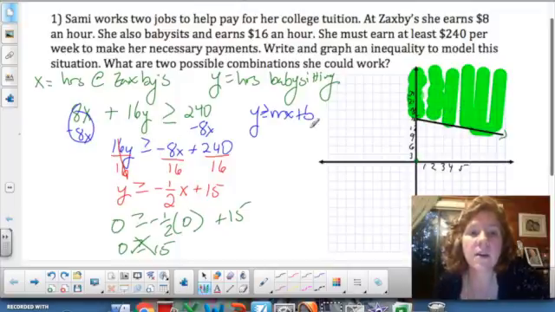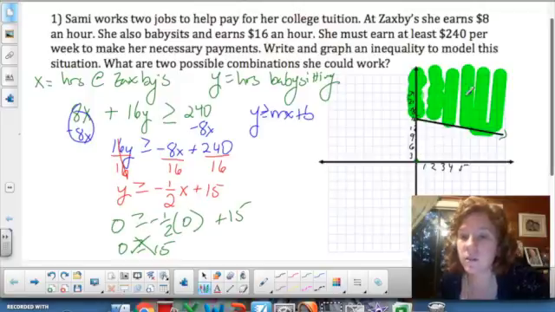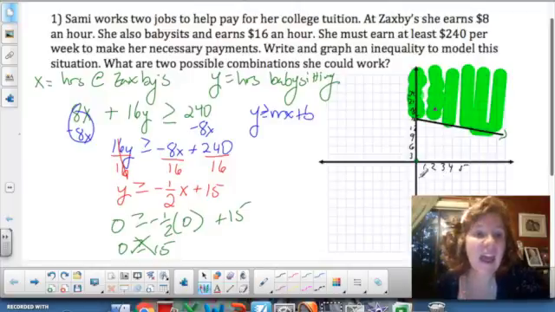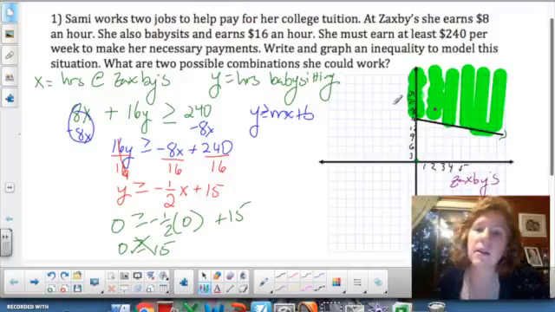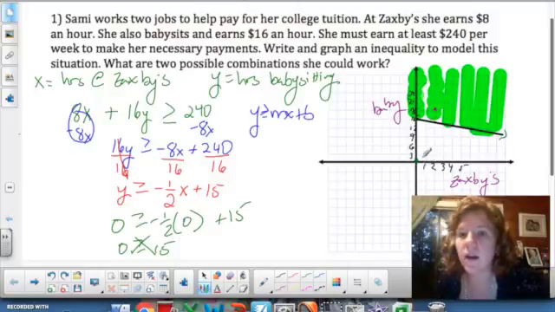Now that last part of the question, what are 2 possible combinations? To figure that out, I just have to pull 2 ordered pairs from over here. So I could go maybe 2, 18. Remember that x is what we used for Zaxby's, and this was babysitting. Okay, so 2 hours at Zaxby's, 18 hours babysitting would work.